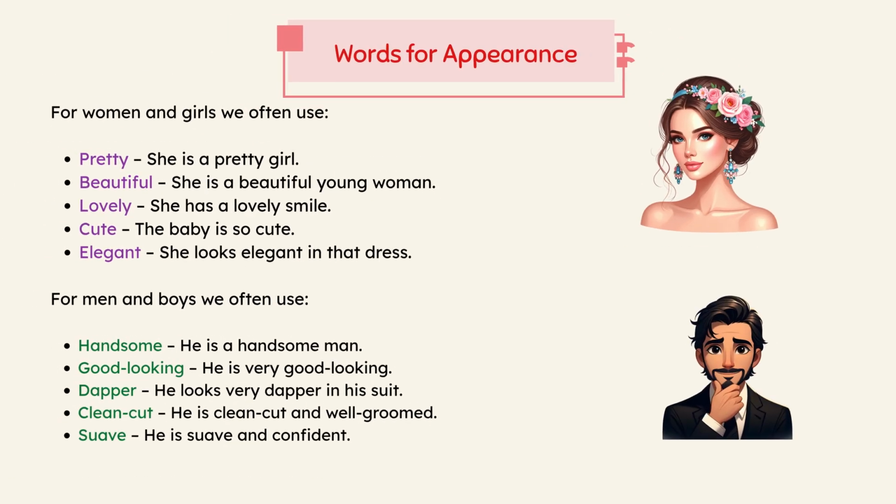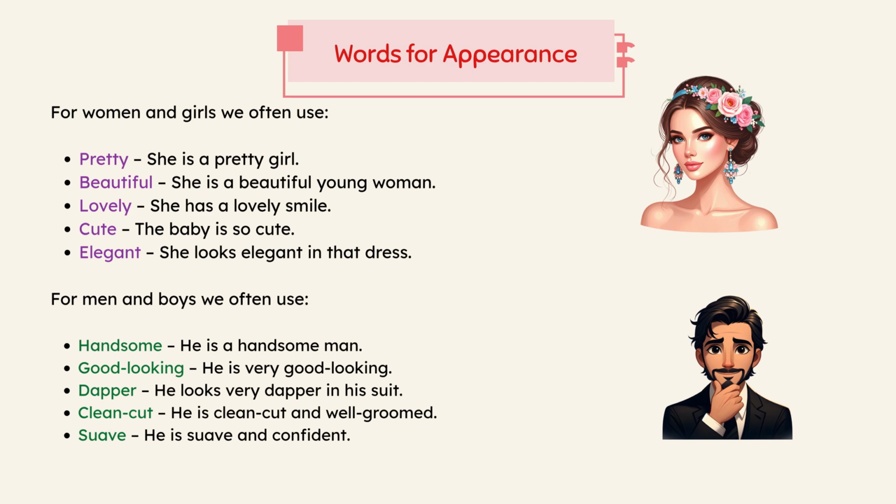When we describe people, we often use different words for women and men. For women and girls, pretty, she is a pretty girl. Beautiful, she is a beautiful young woman. Lovely, she has a lovely smile. Cute, the baby is so cute. Elegant, she looks elegant in that dress.